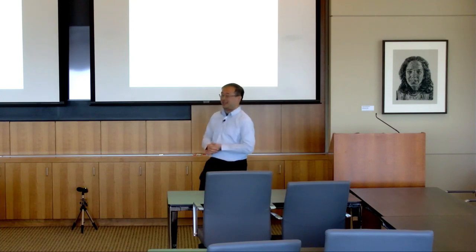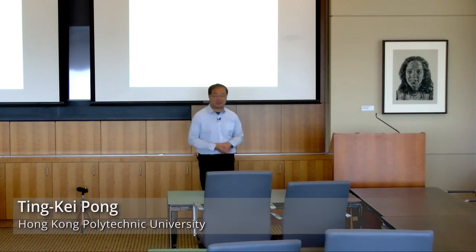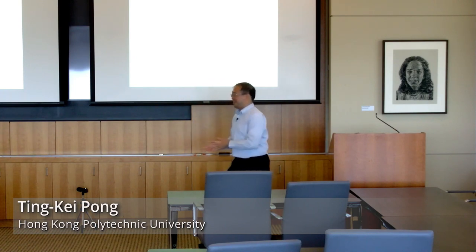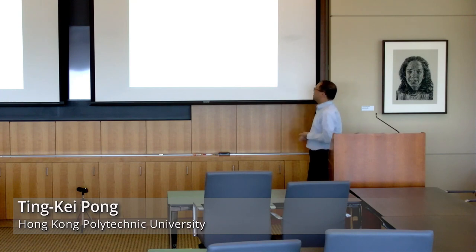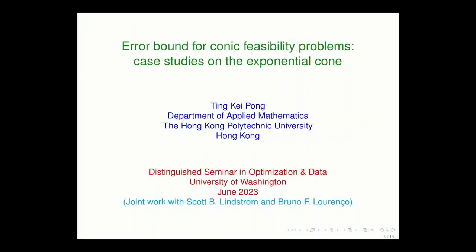Thanks also to the organizer for granting me a chance to share my research work here. Thanks Miriam in particular. I'm going to talk about something maybe a little bit more theoretical, error bounds for conic feasibility problems, and I will show some case studies on the exponential cone, which might sound like a little bit of a weird object. This is joint work with Scott Lindstrom, who is currently at Curtin University in Australia, and also Bruno Lourenco, who is currently at the Institute of Statistical Mathematics in Tokyo.